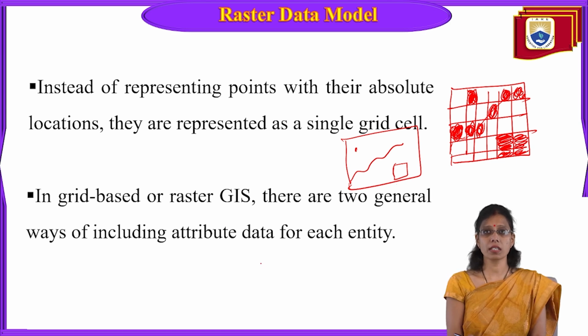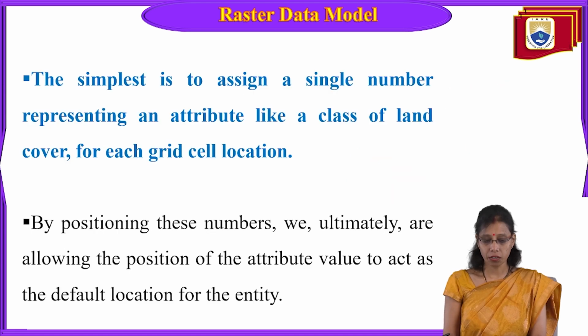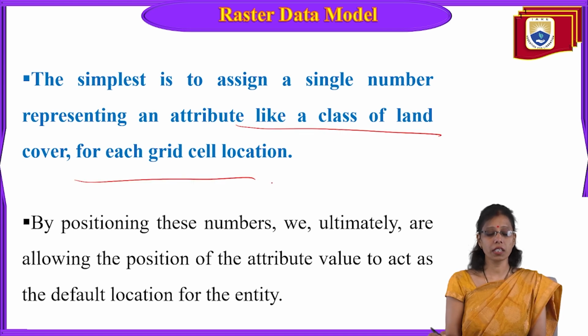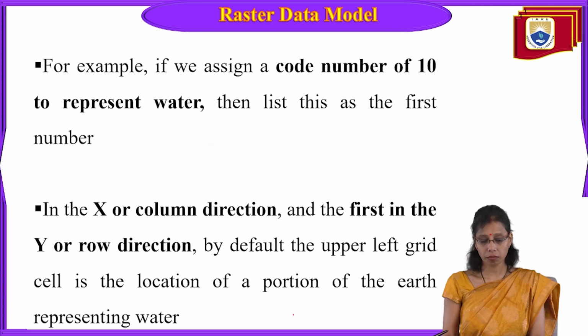So in grid based or raster GIS, there are two general ways of including attribute data for each entity. The simplest is to assign a single number representing an attribute, like a class of land cover, for each grid cell location. By positioning these numbers, we allow the position of the attribute value to act as the default location for the entity. For example, if you assign a code of 10 to represent water, then list this as the first number.